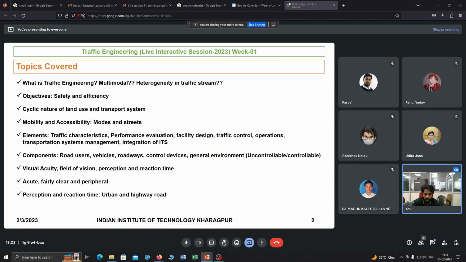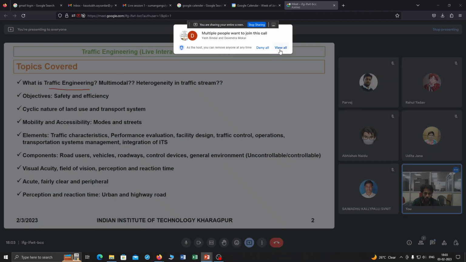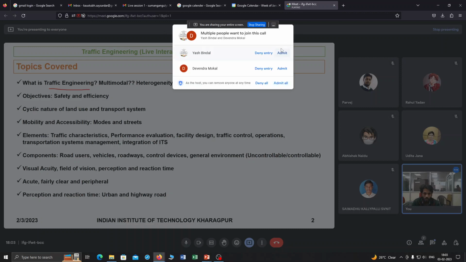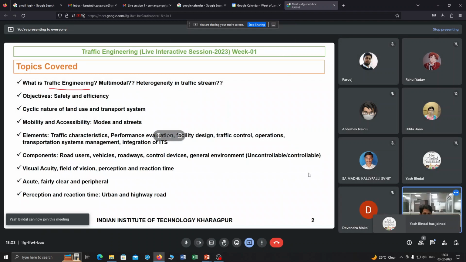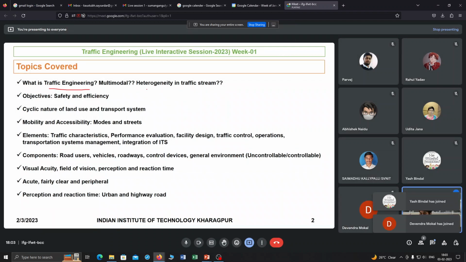So let's start then. As I already mentioned, it is about the basics of traffic engineering, right? What has already been covered, these are the topics that I have mentioned here. So let's use a pen. First we start with traffic engineering. So I will start with what is traffic engineering.